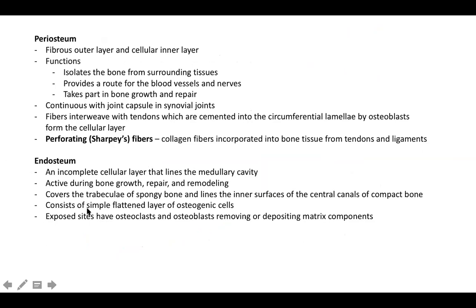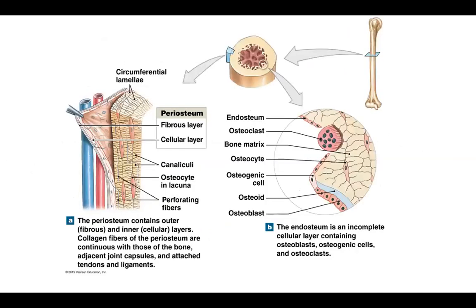This is active during bone growth and repair, remodeling, and it covers the trabecular spongy bone on the inner surface. It also covers the central canal. So the central canal has that lining of endosteum too. Okay. And so here's a picture of both of those.